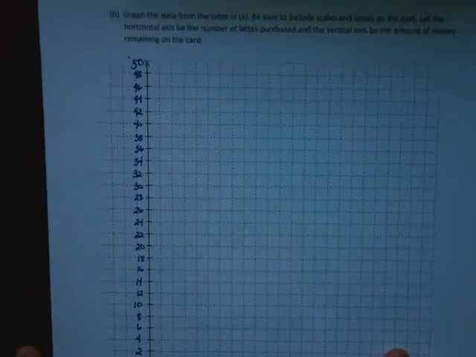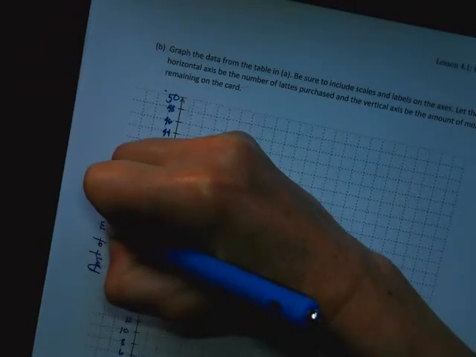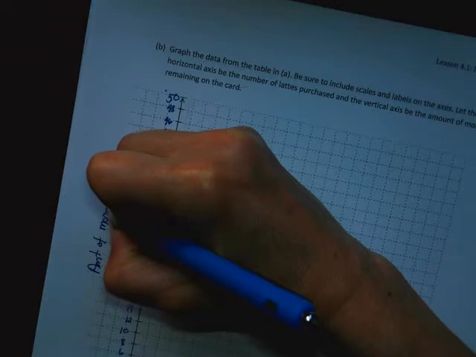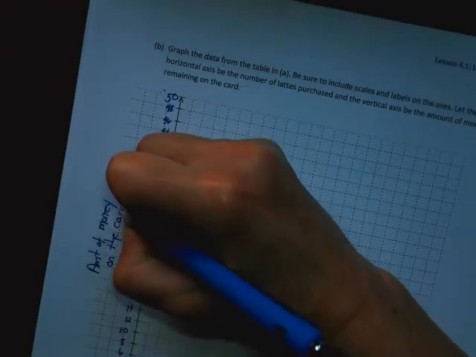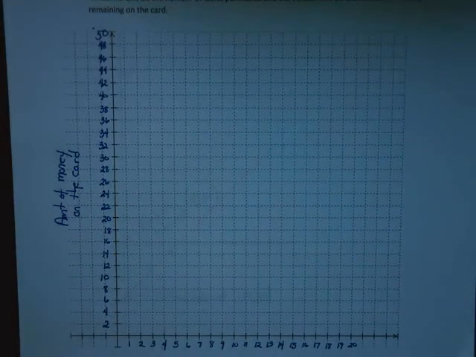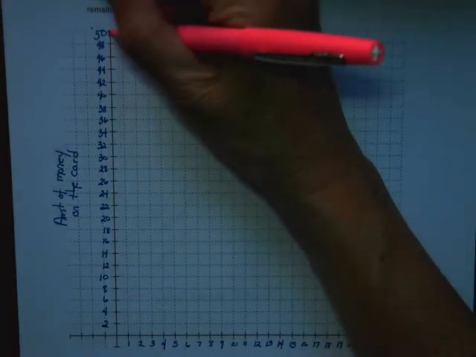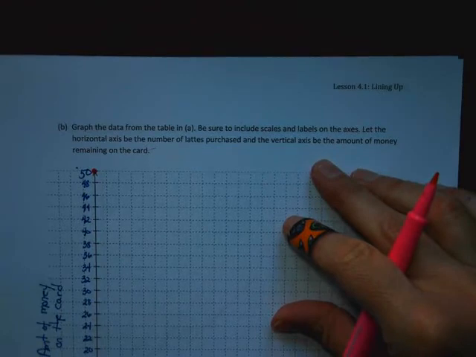Okay, so the vertical is going to be the amount of money on the card. So it should be going down, right? The more that we purchase, the amount of money on the card should be going down. All right. So if we haven't purchased any lattes, we should have $50 on our card. So that'll be a dot right there.